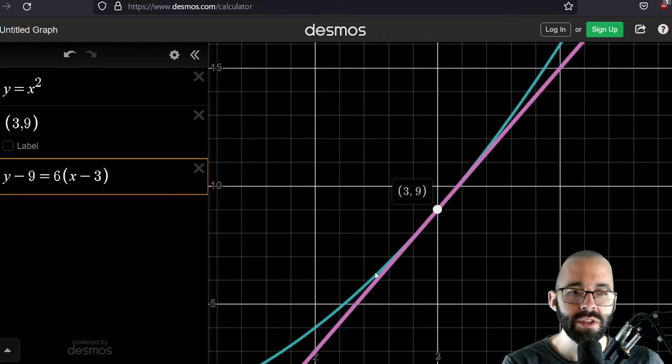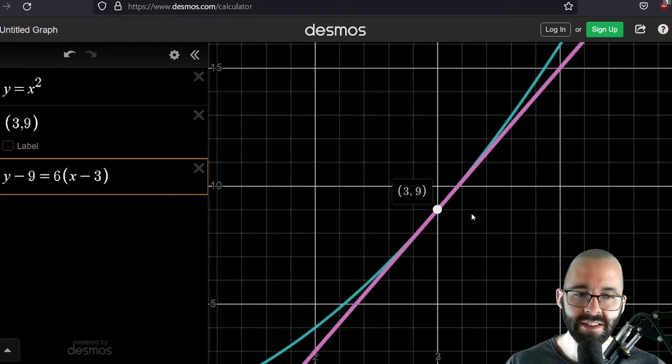It is equal to 6. Rise over run is 6. We go up 6, right 1. That's how it all ties together. And that's how we can visually see this.